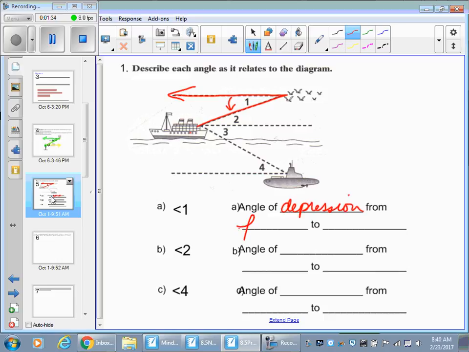From the birds to the boat. Angle 2 is looking out first and then up to the birds. So that angle moved up, so that's an angle of elevation. And we will go from the boat to the birds.